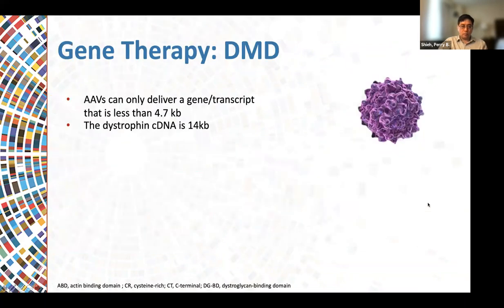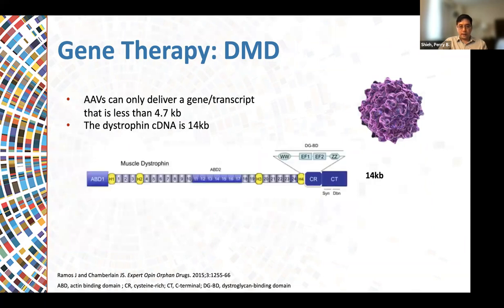So a little bit more about AAV in particular. Again, it has a payload capacity of 4.7 kilobases, but the dystrophin gene is too large. The cDNA is 14 kilobases. You can't fit this into this vector.